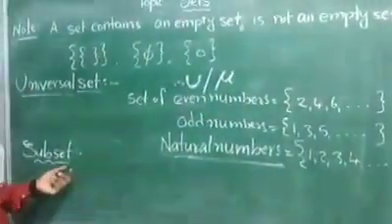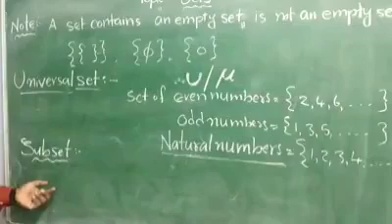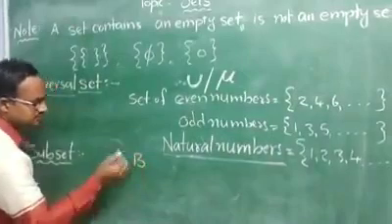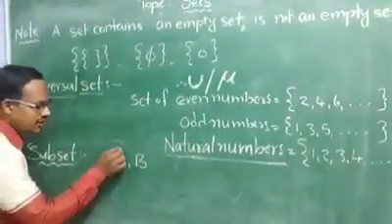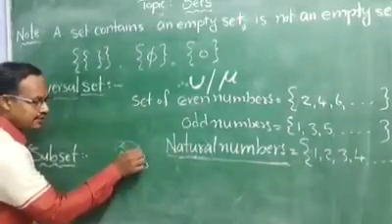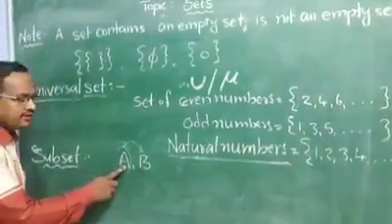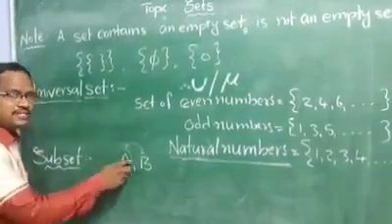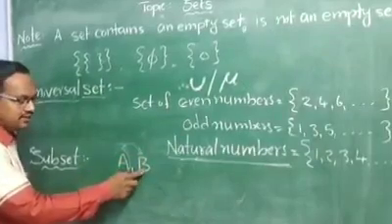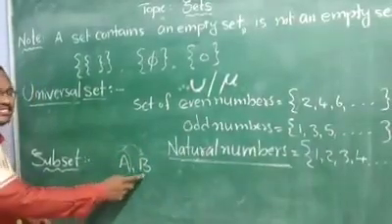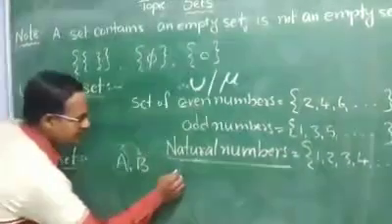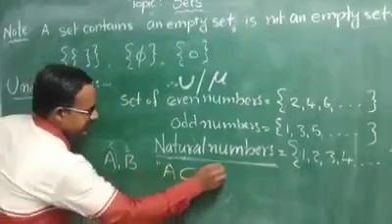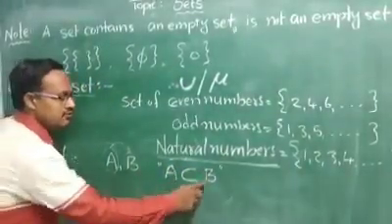Now the next one is subset. What is meant by subset? Suppose A, B are two sets. If all the elements of A are in B, then we will say A is a subset of B. If all the elements of A are in B, then A is said to be a subset of B. We will denote it by the symbol like this, and we will read it as A is a subset of B.